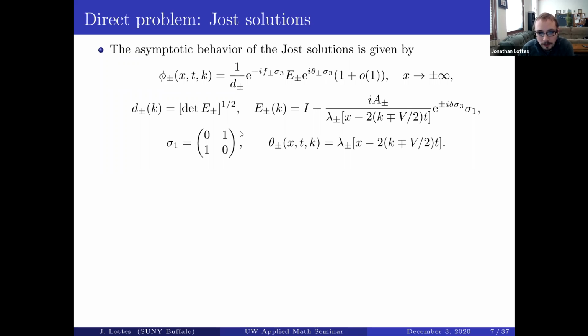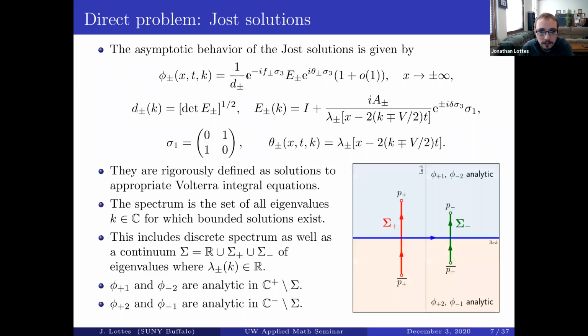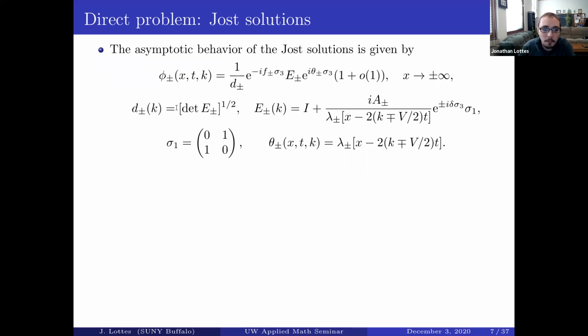A couple of things I want to emphasize. There's this factor 1 over d plus minus that we're taking out. We're just rescaling our Jost solutions by the square root of the determinant of E plus minus, which is essentially the eigenvector matrix that showed up in diagonalizing the asymptotic scattering problem.